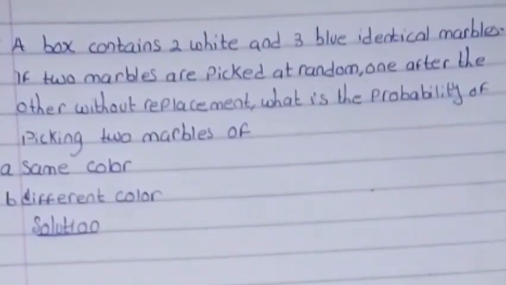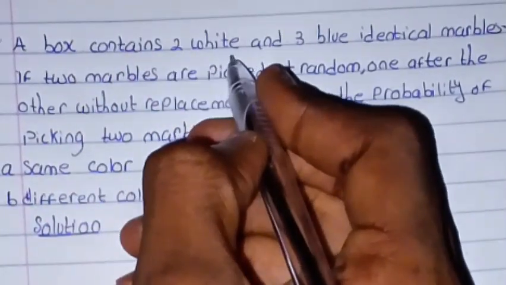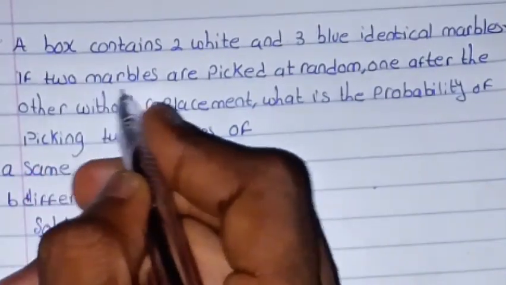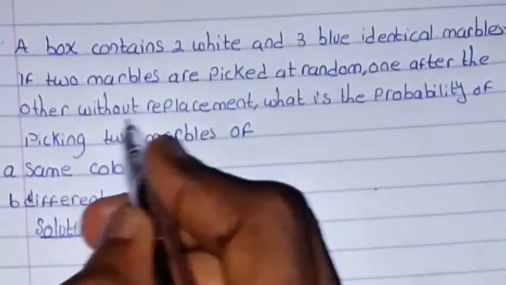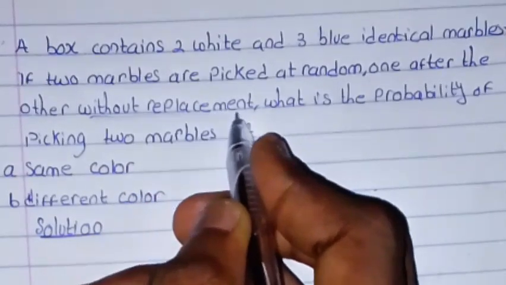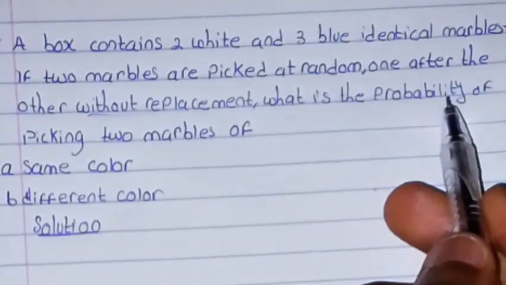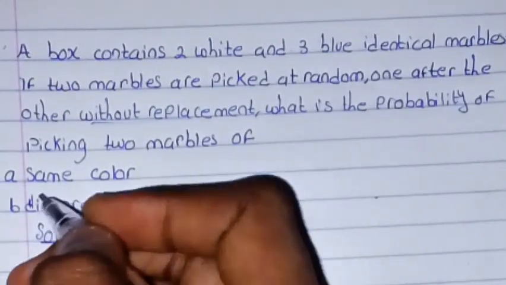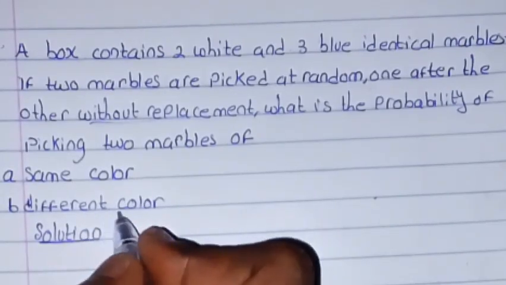Alright, so I have a probability question that says a box contains two white and three blue identical marbles. If two marbles are picked at random, one after the other, without replacement, so they are picked without replacement. One ball is picked and set aside, it's not put back into the box. They ask, what is the probability of picking: A, two marbles of the same color; B, marbles of different colors.